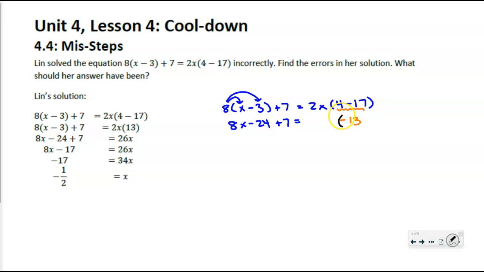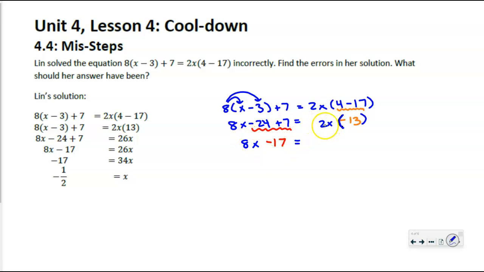That takes care of those parentheses. And now those parentheses are multiplied by 2x. I'll take that in the next step. Here I can combine my unit tiles. Negative 24 plus 7 is equal to negative 17. I still have my 8x tiles, so I'm going to bring that down. And now the left-hand side is completely simplified.